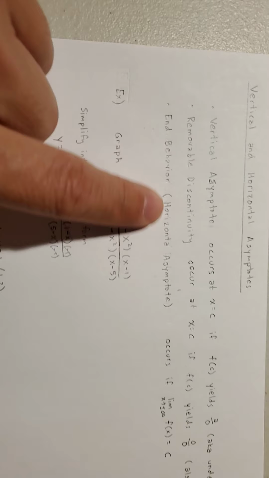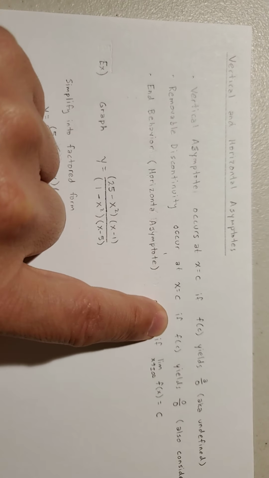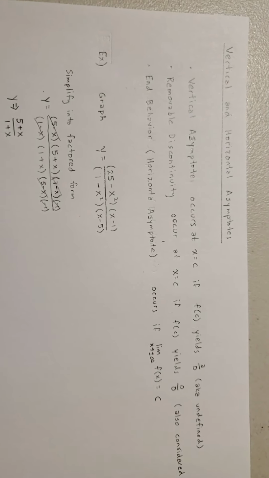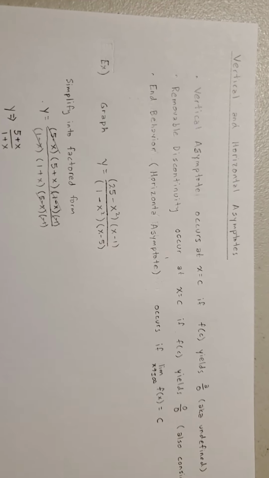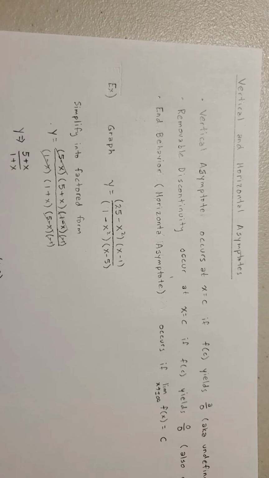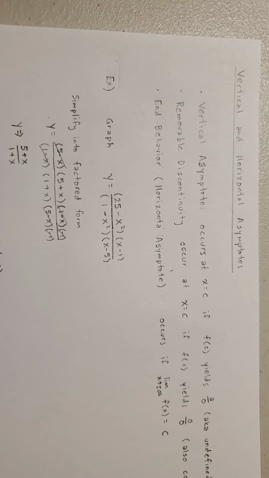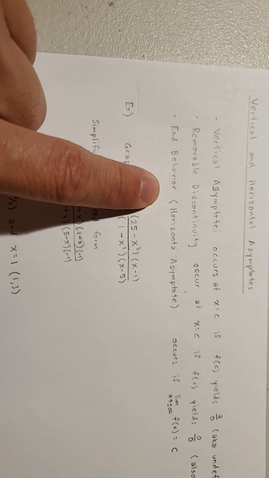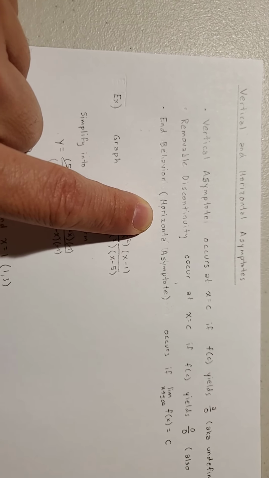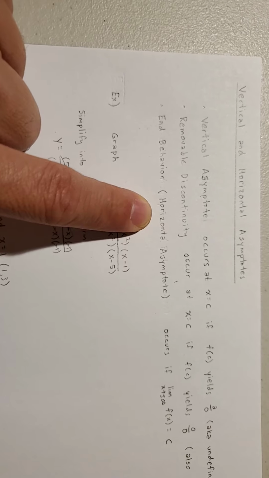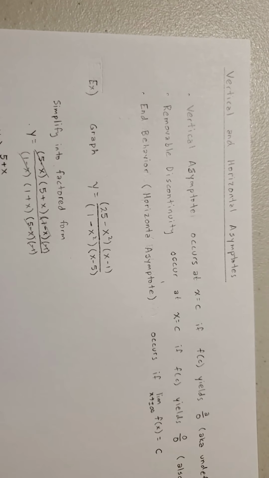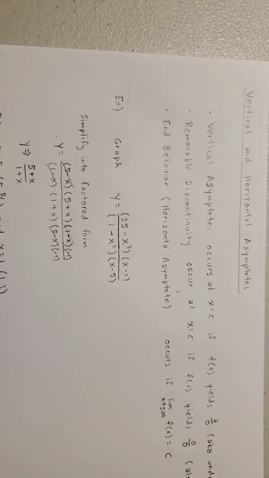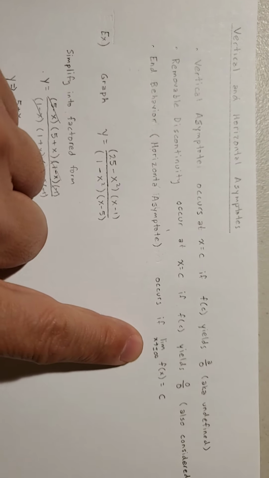Removable discontinuity occurs at x equals c if f of c yields 0 over 0, which is also considered undefined, but it's a little bit more specific case. The one thing that I want to add on to these two items would be something called end behavior, or to be a little bit more specific, a horizontal asymptote. And that is basically looking at what happens to the graph as x gets bigger and bigger, going towards positive infinity or negative infinity. So to be a little bit more specific, we're looking at the following.